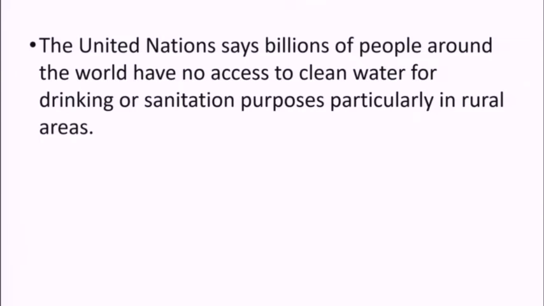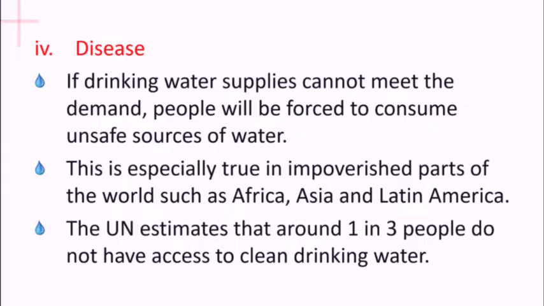The United Nations says billions of people around the world have no access to clean water for drinking or sanitation purposes, particularly in the rural areas. Next, coming to fourth, diseases. If drinking water supplies cannot meet the demand, people will be forced to consume the unsafe sources of water. This is especially true in impoverished parts of the world such as Africa, Asia, Latin America. The UN estimates that around 1 in 3 people do not have access to clean drinking water.